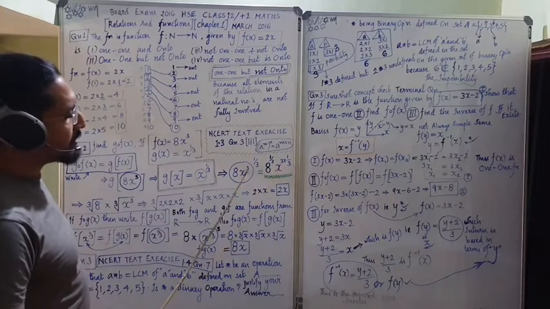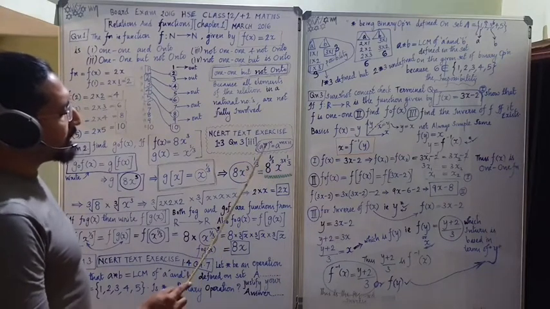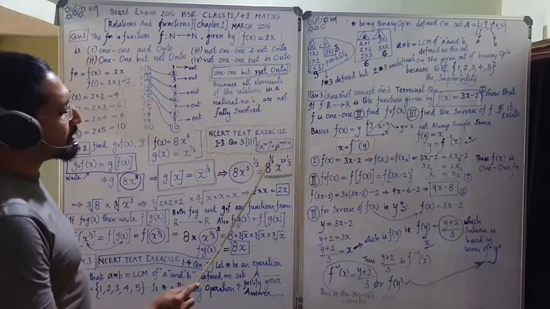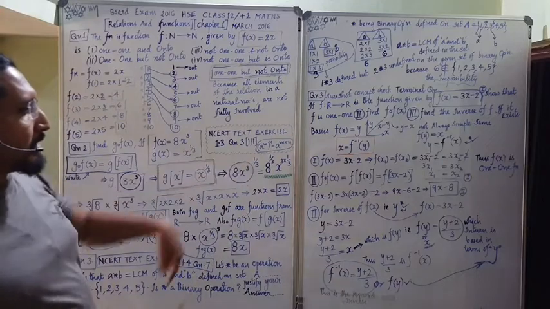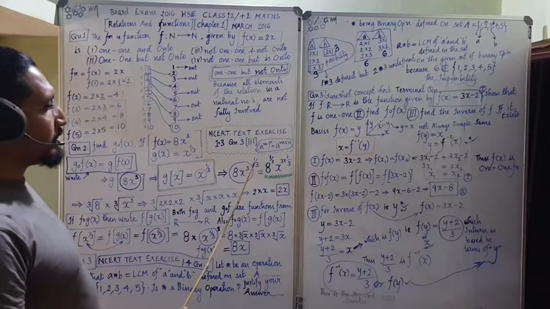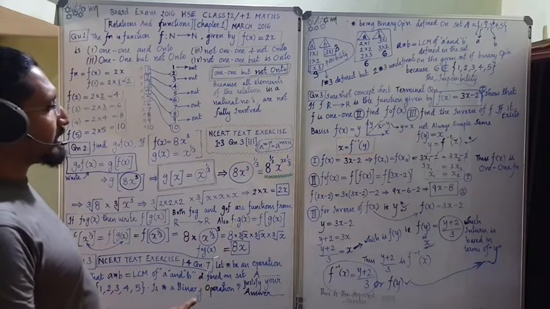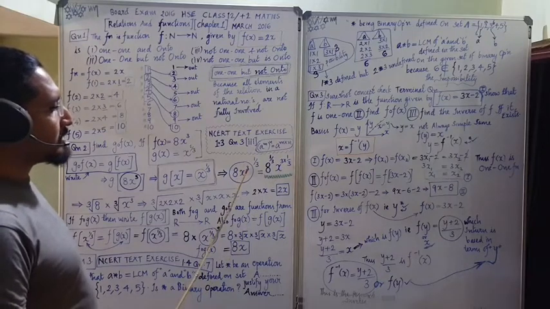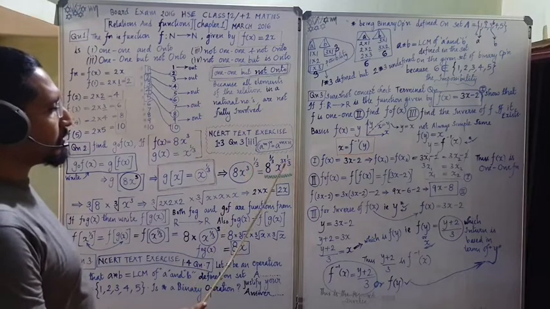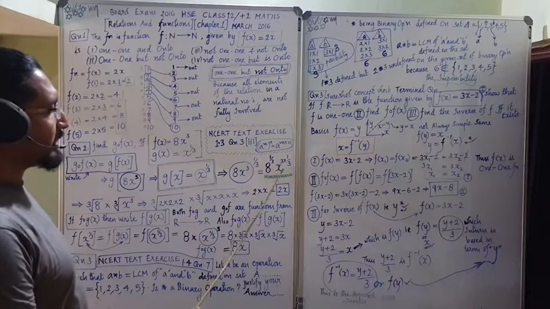And x raised to 3 raised to 1 by 3: a raised to m, the whole raised to n, is a raised to mn. That is the theory of indices, the basic law. So x raised to 3 into 1 by 3, the 3 gets cancelled and we get x.